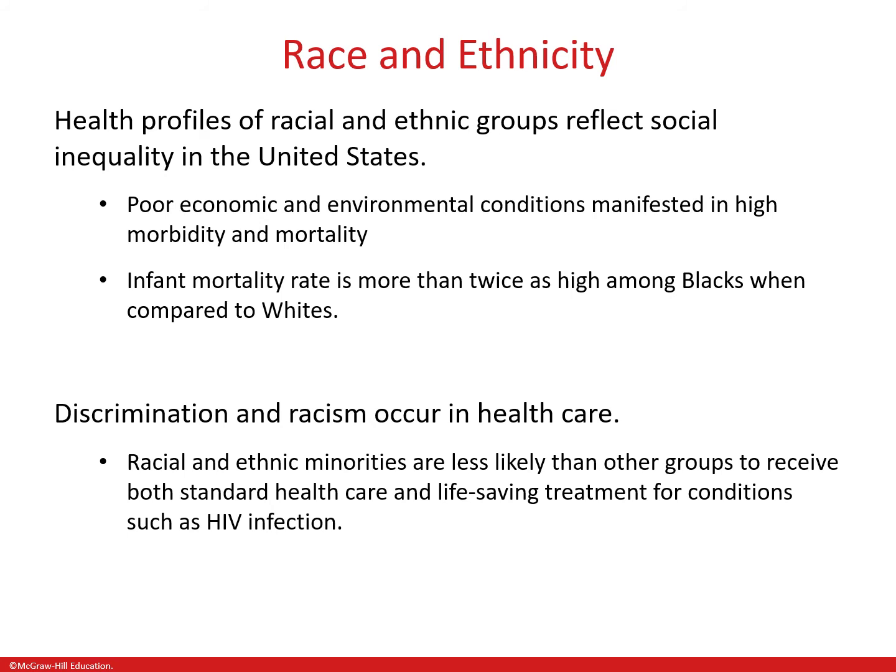If we look at life expectancy, African Americans can expect to live to 71.7 years, compared to whites, which is 74.7 years. Infant mortality as well is more than 2 times as high among African Americans as compared to whites. National clinic studies show that racial and ethnic minorities are less likely than other groups to receive standard health care and life-saving treatments for a variety of conditions, one example being HIV.